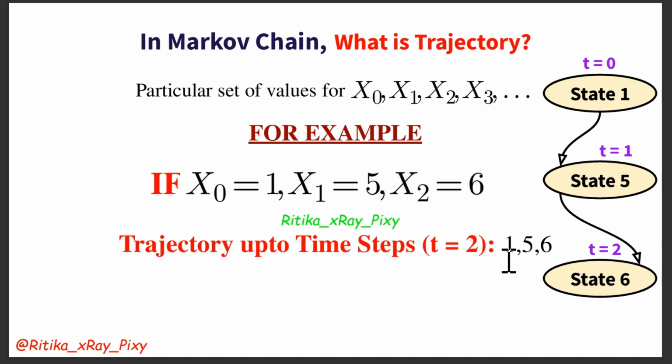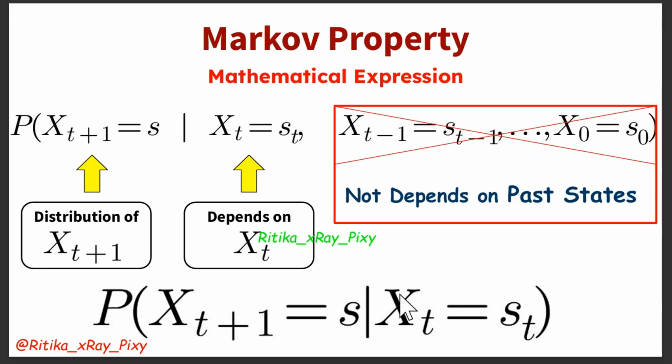So up to 2 steps we have the trajectory, that is 1, 5, 6. The Markov property is the core idea behind Markov chains, that is, the future state of a process depends only on its current state and not on how the process got to this state, meaning the past history of states like xt minus 1, xt minus 2, and so on does not matter.